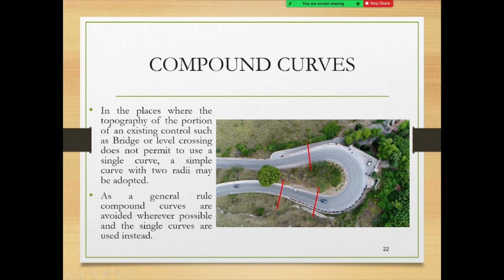I am not very sure whether this picture is correct. Now please assume this is one curve into this direction and then again to this direction. Seems like reverse, I don't know. In the places where the topography or the portion of an existing control such as a bridge or level crossing does not permit the use of a single simple curve, a compound curve with two radii may be adopted. As a general rule, compound curves are avoided wherever possible and single curves are used instead.